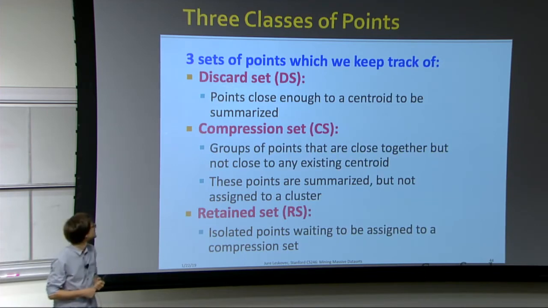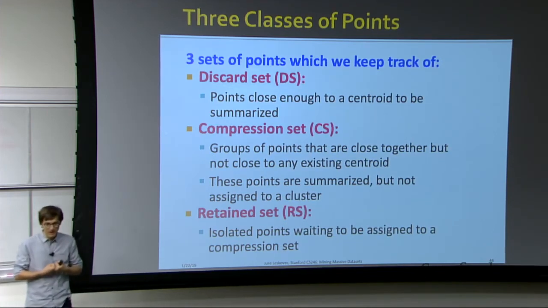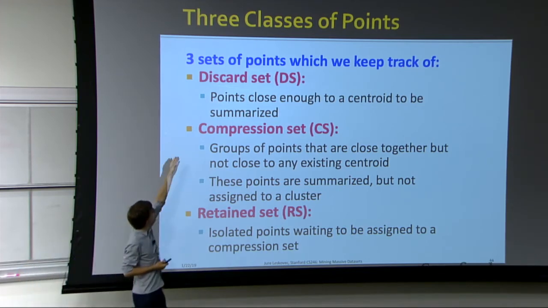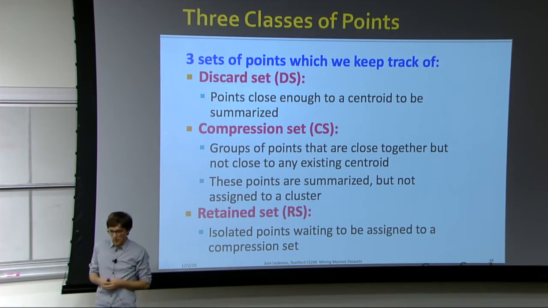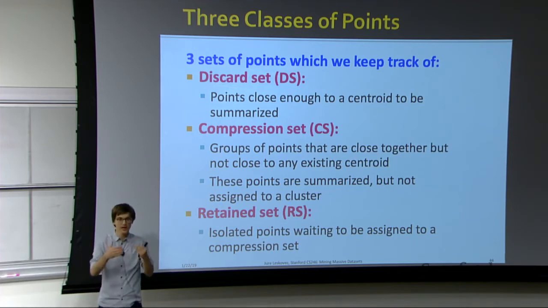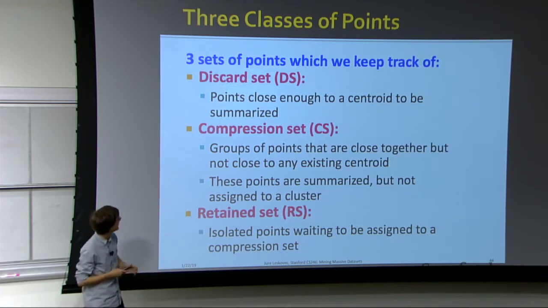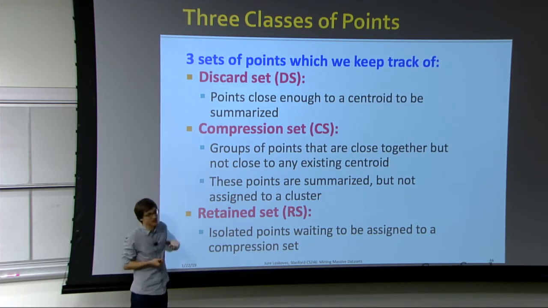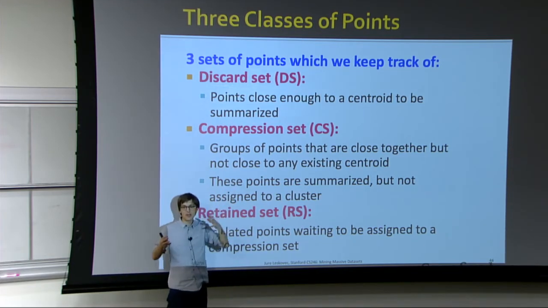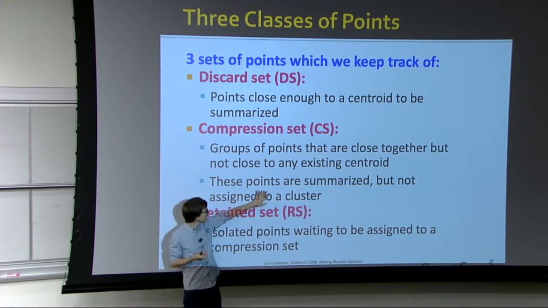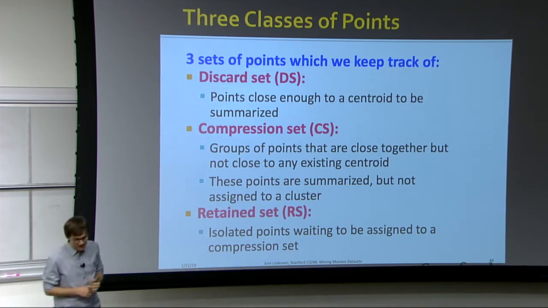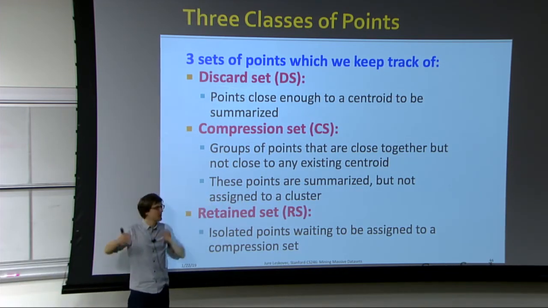So how am I going to do this? The way I'm going to do this is that I will put points into three bins. I will have what is called the discard set, and this will be points that are close enough to a current centroid so that I can assign them and forget about them. Okay? I will have what is called a compression set. This will be groups of points that are close together but are not close to any existing clusters. And the idea is that these points are summarized, so they are compressed, but are not yet assigned to any of the big clusters.